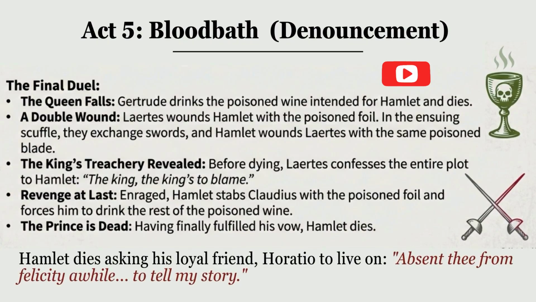Hamlet, having fulfilled his vow, dies. He asks his loyal friend Horatio to live on to tell his story. Soon, Prince Fortinbras of Norway arrives to claim the Danish throne. Instead of treating Hamlet as a vanquished foe, he recognizes Hamlet's noble spirit. He orders a soldier's funeral, restoring Hamlet's glory and honor, bringing a close to the tragedy.